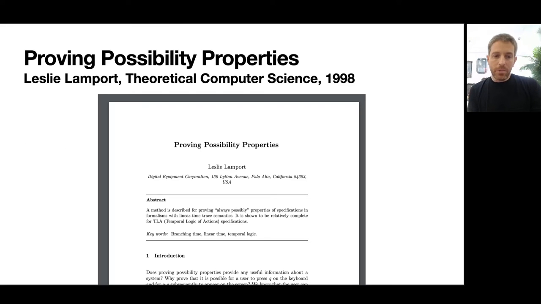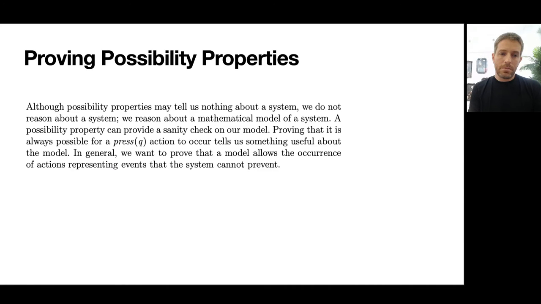In the next example, we are not going to use conjunction to write a specification, but rather to check a special kind of property called a possibility property. The idea is based on a paper by Leslie Lamport. A possibility property asks, is it always possible to get from any reachable state of the system to some state P? In the paper, Lamport says that while possibility properties are not as important as safety or liveness properties, they could be of interest as a sanity check.